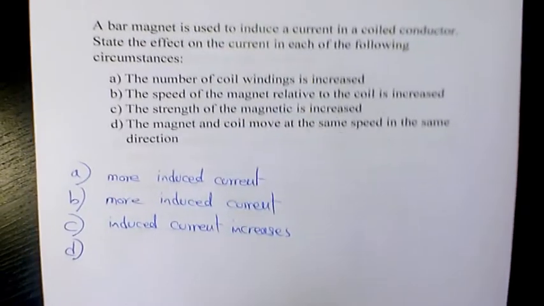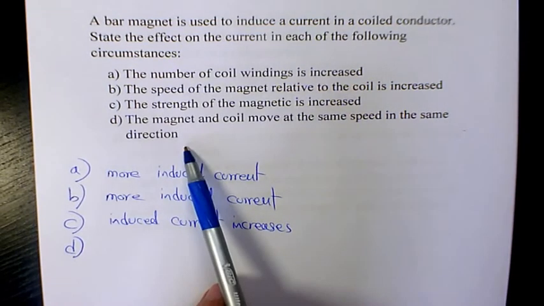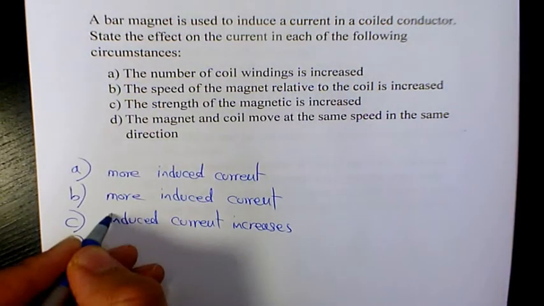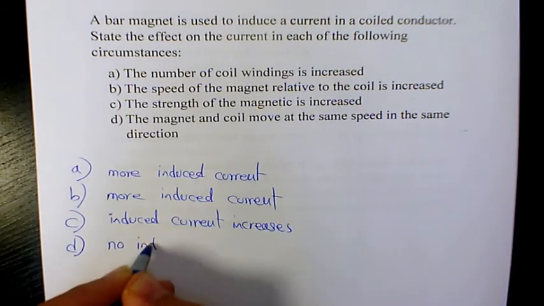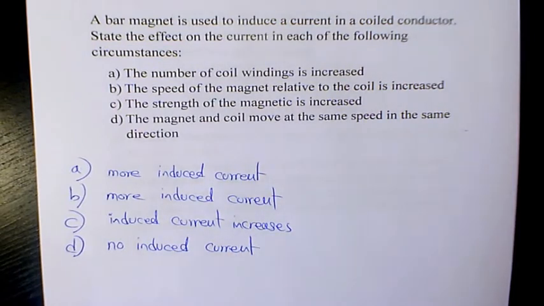And part D, the magnet and coil move at the same speed in the same direction. Since both of them are going in the same direction, it means that theta is going to be 0. So we will have no induced current, because the inducing magnetic field doesn't change. It doesn't change in direction, it doesn't change in area, it doesn't change in terms of strength.